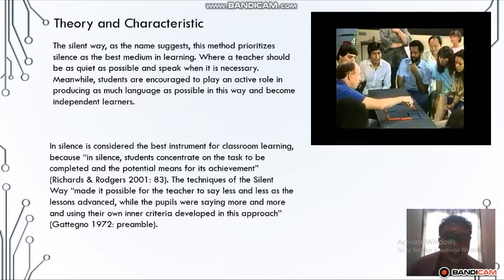Silence is considered the best instrument for classroom learning because in silence, students concentrate on the task to be completed and the potential means for its achievement. And the second one, the technique of the silent way made it possible for the teacher to say less and less as the lesson advanced, while the pupils were saying more and using their own inner criteria developed in this approach.